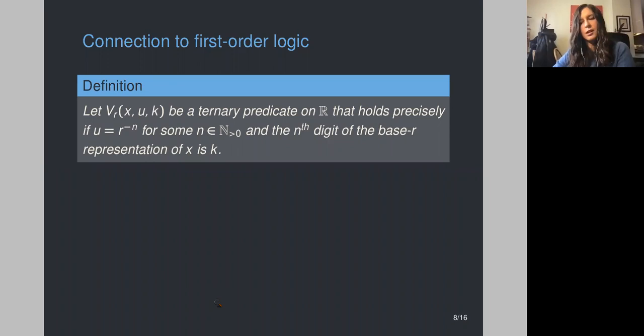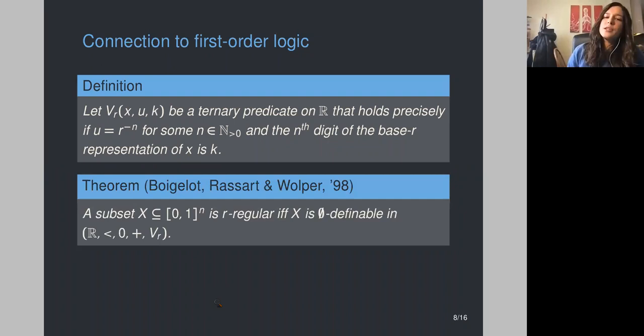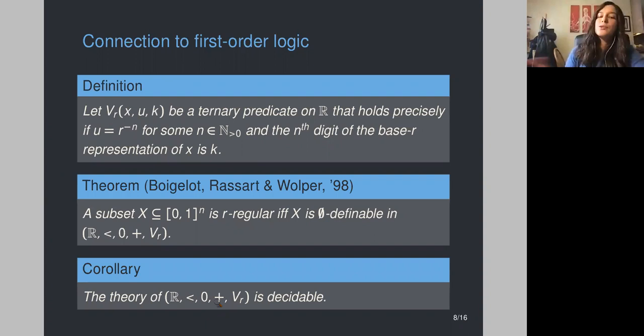So a theorem of Bigelow, Razar, and Wolper from 1998 says that if you take a subset of the unit cube in n dimensions, this is R-regular precisely if X is zero-definable in the expansion of the real ordered additive group by this V_R predicate. And so as a corollary, they show that this structure with the V_R predicate is decidable.